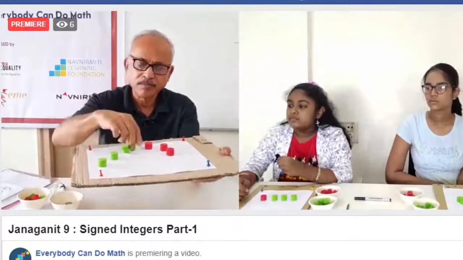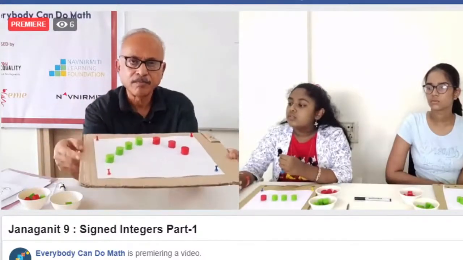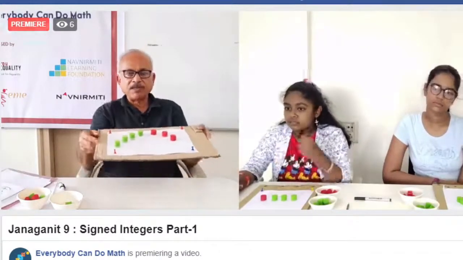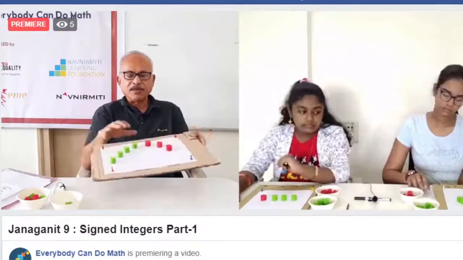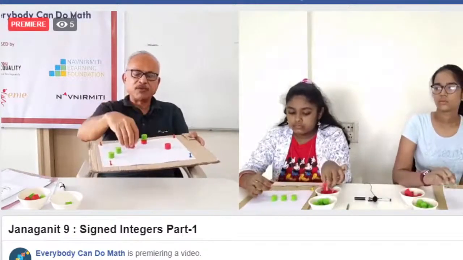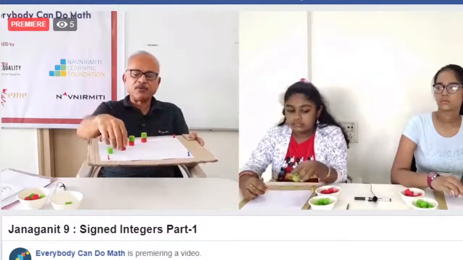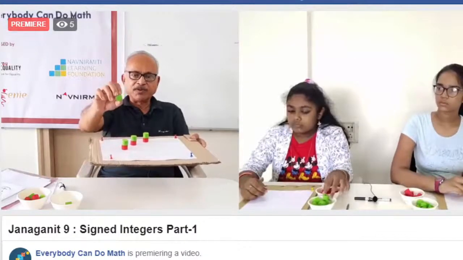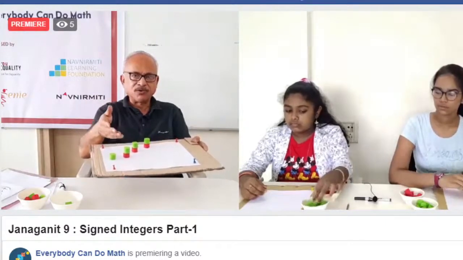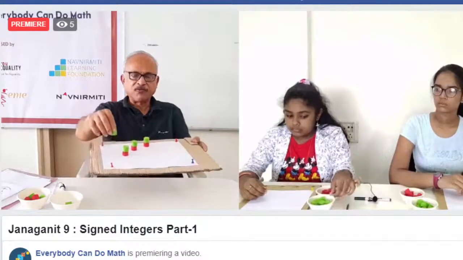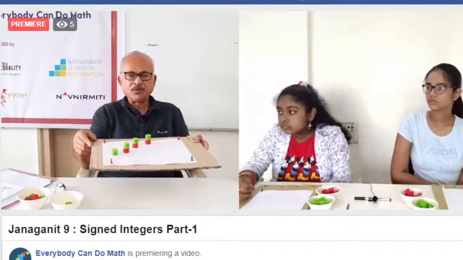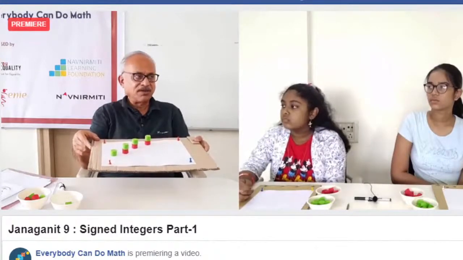Now, one positive. Okay, so we have learnt how to keep the accounts. One positive and one negative cancel to give you zero. This positive, this negative cancel to give you zero. This positive, this negative cancel to give you zero. And all that I'm left with is one positive. These three zeros are just zeros. One zero or two zeros or three zeros, the value is still zero. So the value of my account is one positive. Having learned this, now let us go forward.